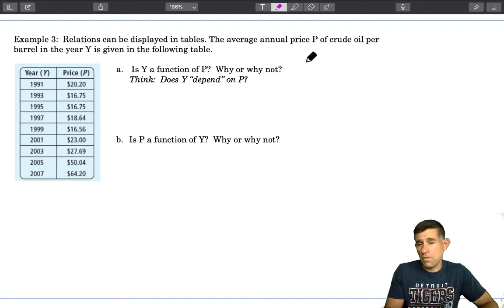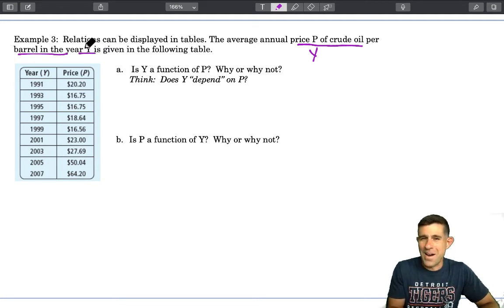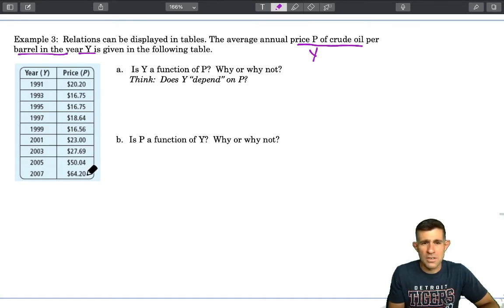And if you remember from a few pages ago there in our notes, we said that it is the y that is a function of the x. It is the dependent that is a function of the independent. All right, so here we have the average annual price P of crude oil per barrel in the year Y. So we have years here in 1991 all the way through 2007. Crude oil here is at $64.20 in 2007.